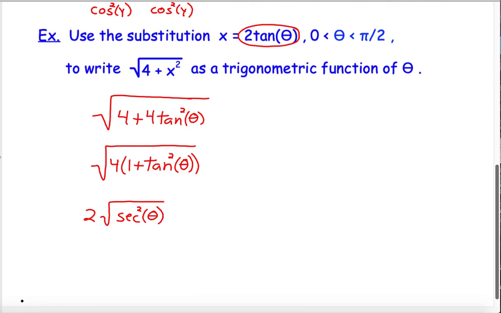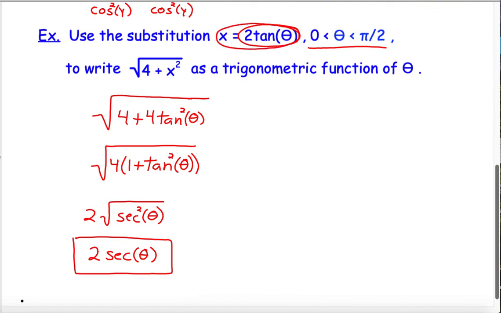Now what's the square root of secant squared? You're probably thinking, well, shouldn't I write absolute value of secant? And I don't have to because of this condition they gave me in the problem. Theta's in the first quadrant, so I know the secant is going to be positive. So final answer, that square root of 4 plus x squared is going to be equivalent to 2 secant theta when I do the substitution that x is equal to 2 tan theta. And like I say, later on when you're dealing with integrals, you'll learn that this can be very helpful.